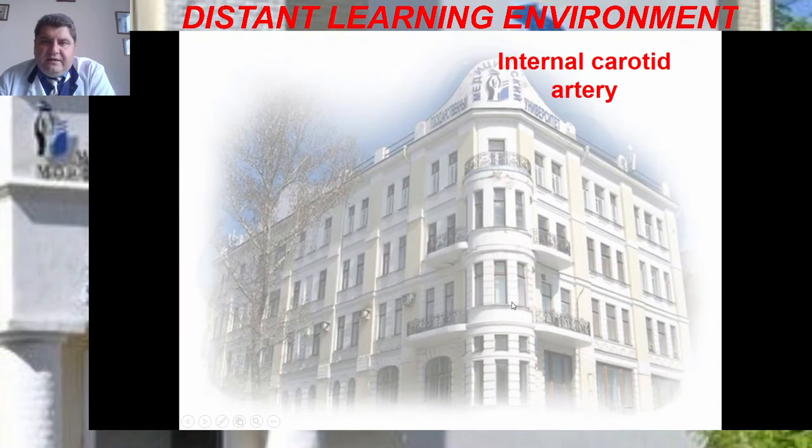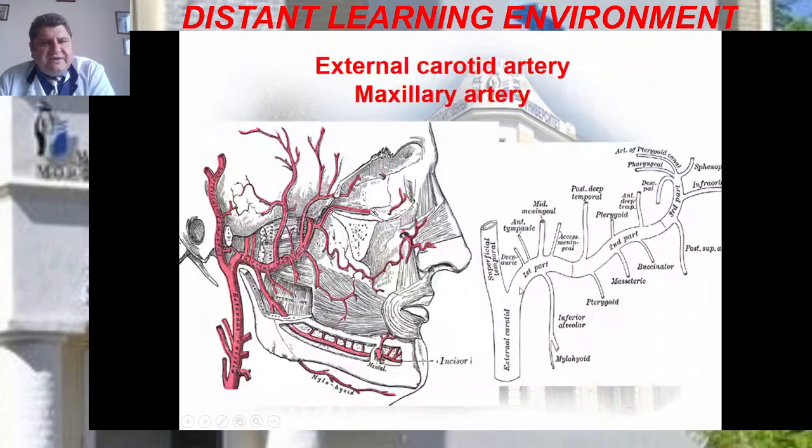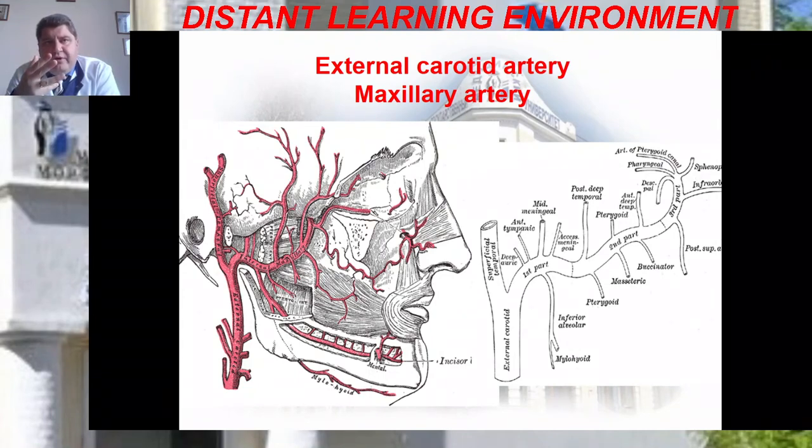So there were the branches of the external carotid artery. I repeat that there are 9 constant branches in 3 groups. The first group is the anterior group of branches, and there are 3 anterior branches. I repeat: superior thyroid branch, lingual branch, and facial branch.